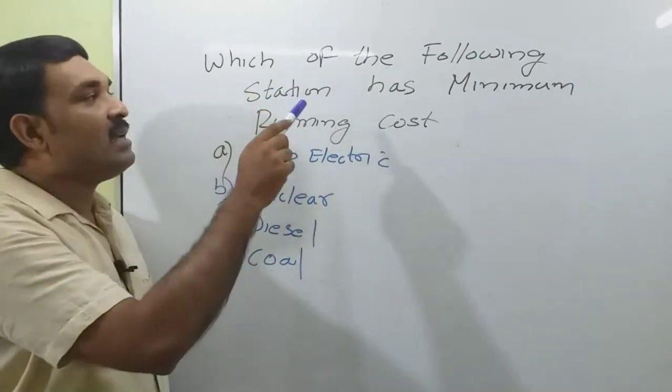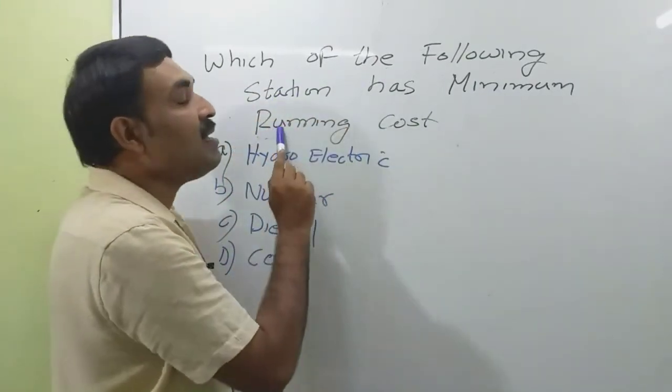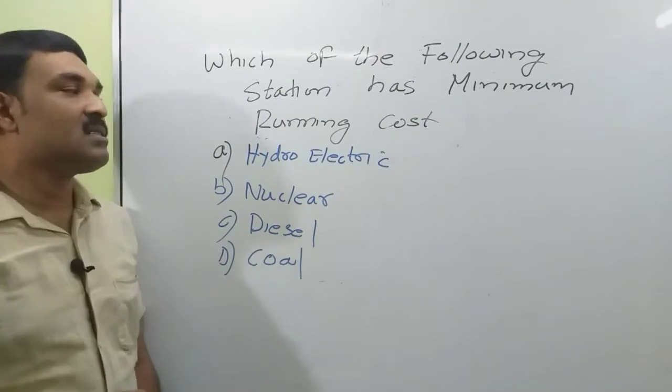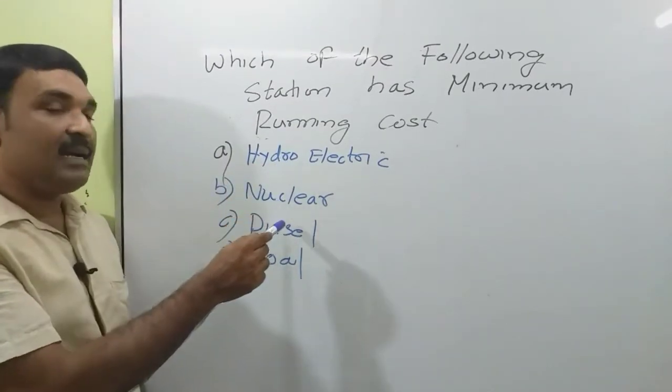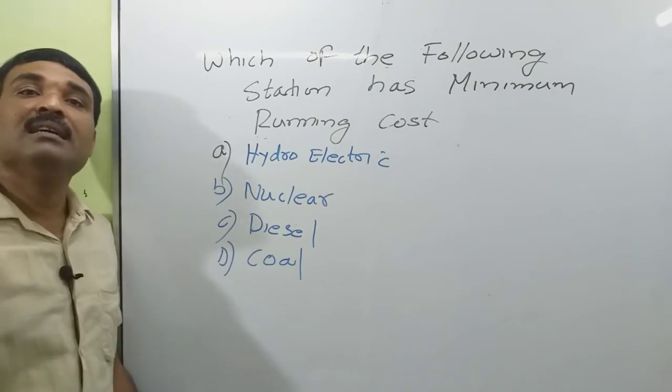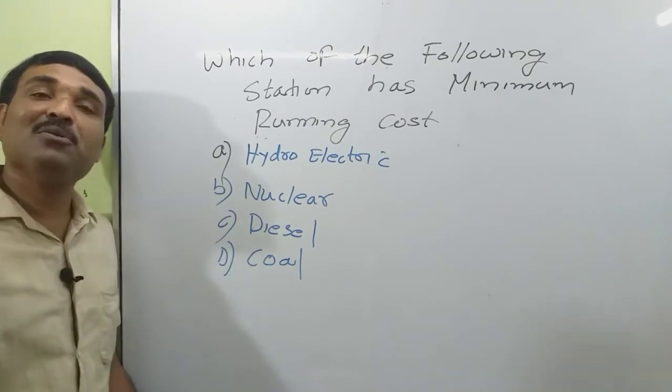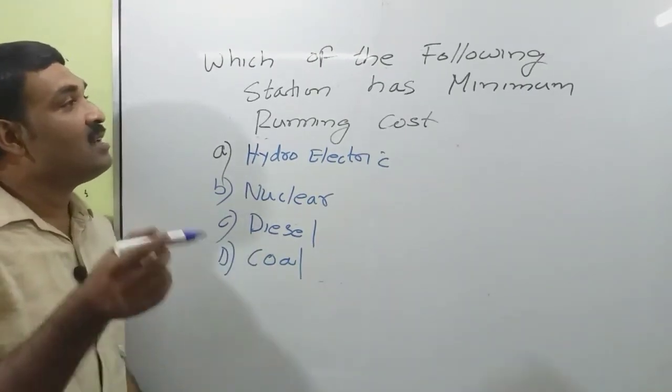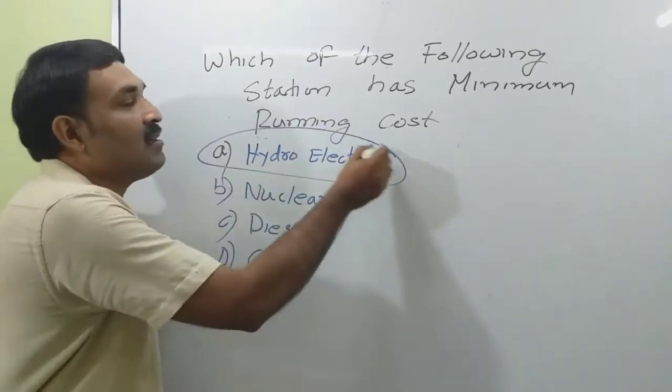This is a general question. Which of the following generating stations has minimum running cost? Options are given: hydroelectric, nuclear, diesel and coal. Since for a hydroelectric power station there is no fuel, fuel is only water, running cost is minimum for hydroelectric power station.